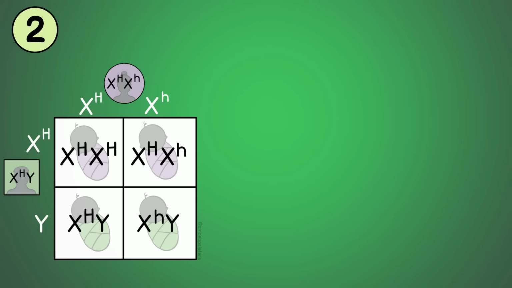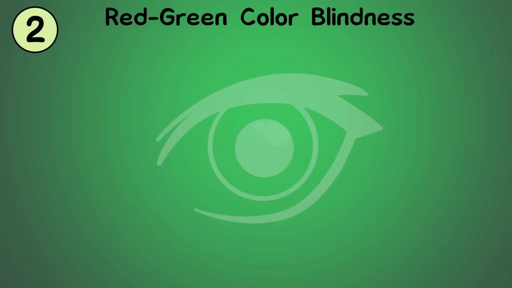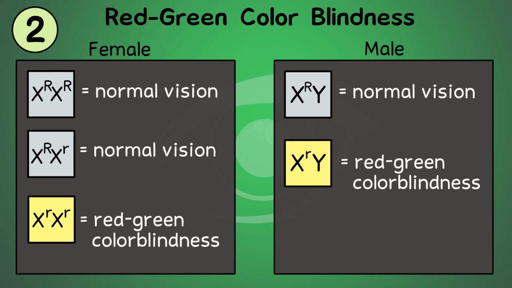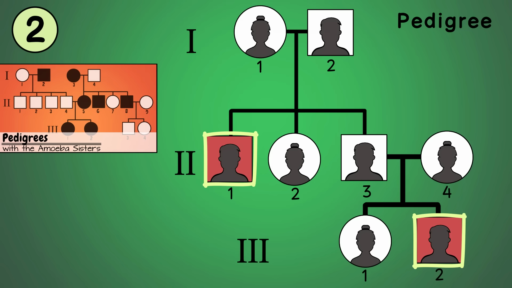Number 2, did you notice how the child in our example that would have hemophilia was XY? Sex-linked recessive traits are more common in XY genotypes compared to XX because XY has only one X chromosome. For example, some forms of color blindness are sex-linked recessive. It is more common in males. When arranging a pedigree that is tracking a sex-linked recessive trait, it can be common to see a lot of shaded squares in the pedigree, representing males that have the sex-linked recessive trait. You can learn more about pedigrees in our pedigree video.